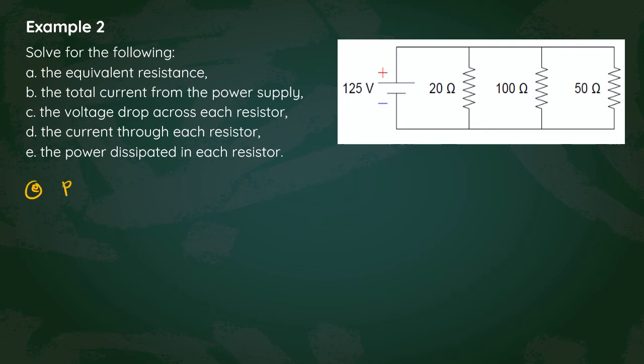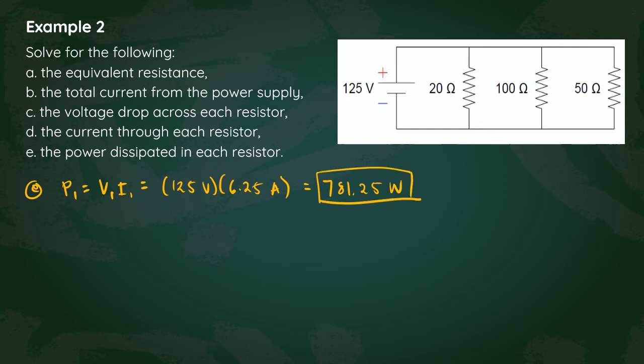So the power in resistor 1 will be equal to, similar to what we did in the previous example, V1I1. The voltage drop for each resistor is the same, so that's 125 volts multiplied by the current, which is 6.25 amperes, based on the calculations that we just had in the previous slide. So that will be 781.25 watts. So this is the power that is dissipated by the resistor.